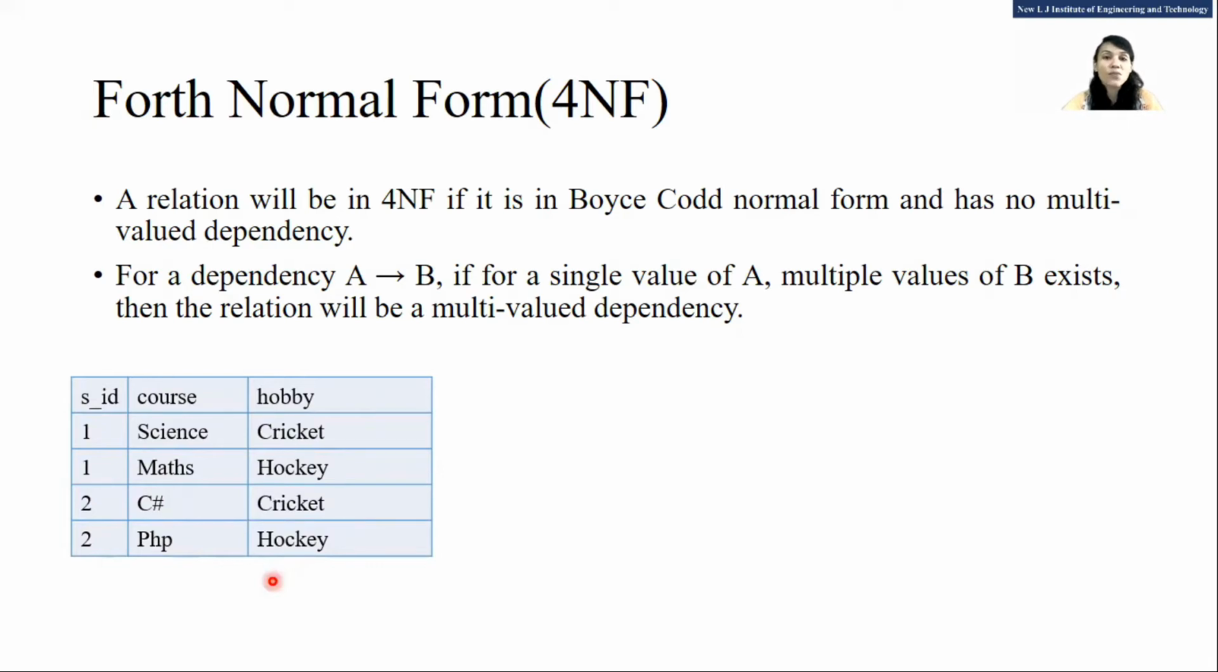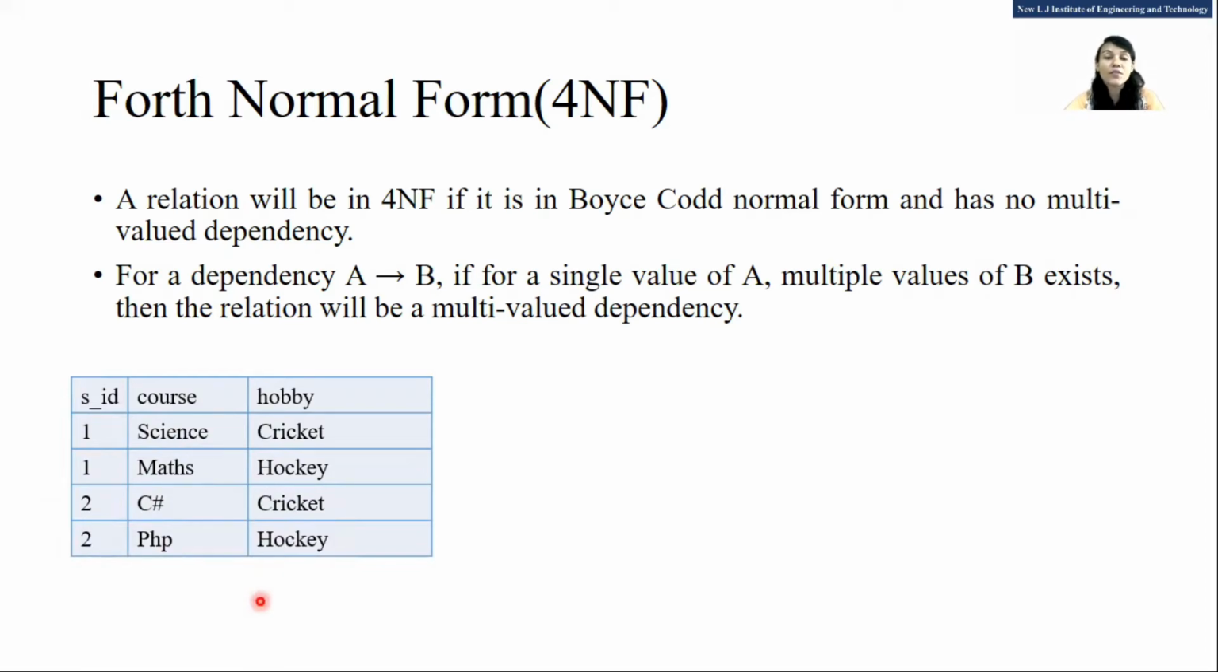Now, if I want to join this table, while doing the join, I still have to simplify this relation. What I will get is SID, course, and hobby. One science, cricket, then again one science, hockey. Then one maths, cricket, one maths, hockey. Then two C# cricket, two C# hockey. And then two PHP cricket, two PHP hockey.